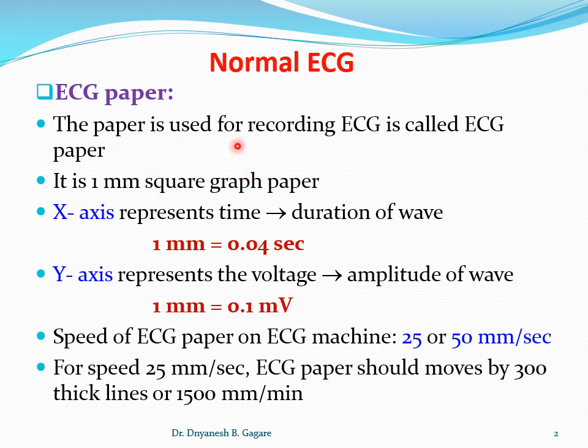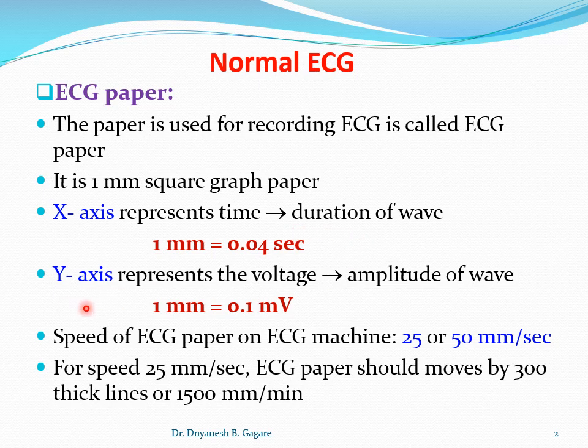The paper used for recording of ECG is called the ECG paper. Many times you have seen this paper. It is 1 millimeter square graph paper. On this paper, the x-axis represents the time, that is, the duration of the wave. The scale on the ECG paper on the x-axis, that is horizontal, is 1 millimeter equal to 0.04 second.